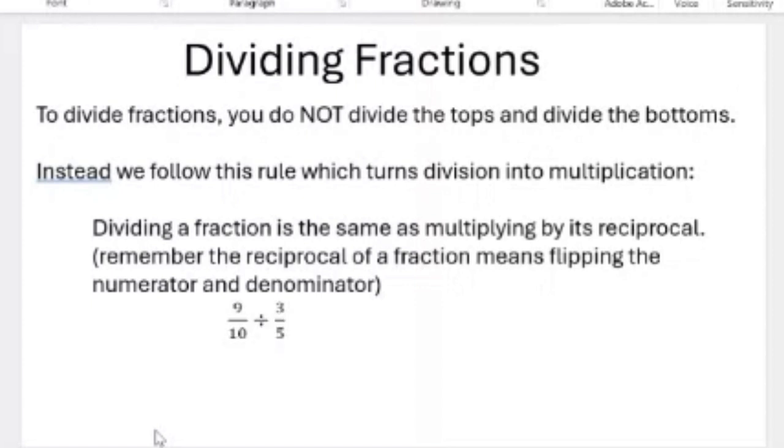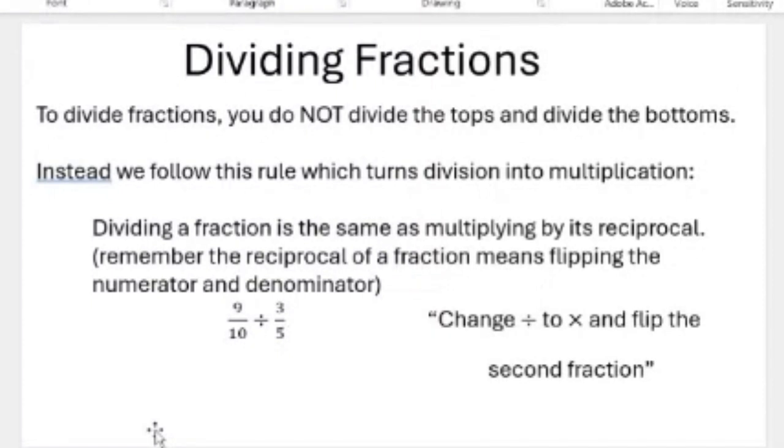Here's the rule in action. We do two things. We change the division sign to a multiplication sign. There's step one. In red, we change the divide to a multiply. Notice we didn't touch the 9/10. The first fraction stays the same. We change the division to a multiplication, and then we flip the second number. So instead of 3/5, we make it 5/3.